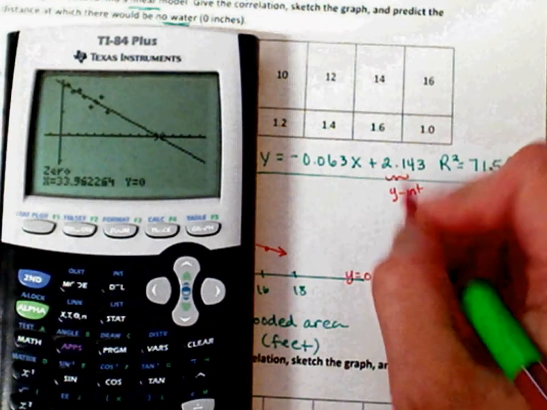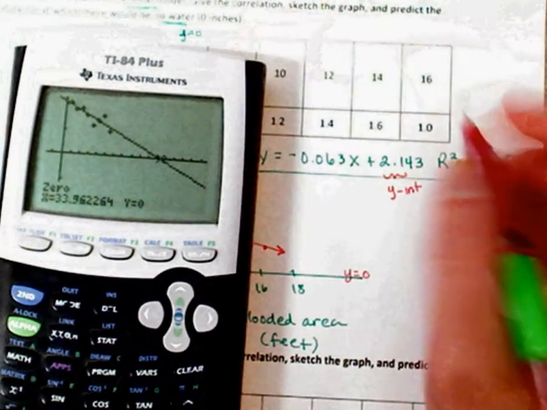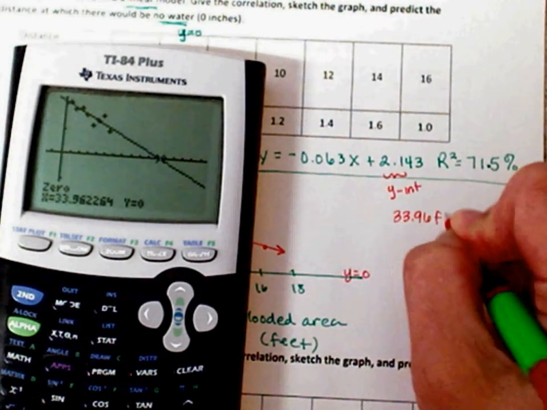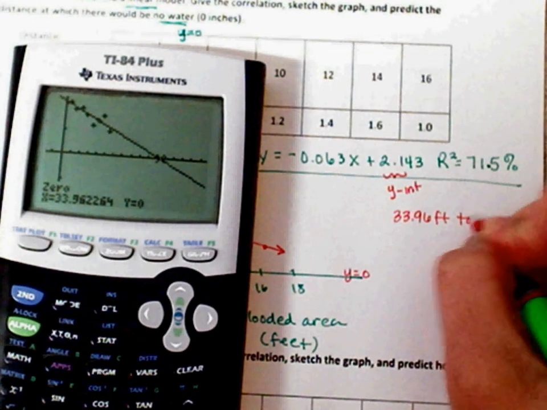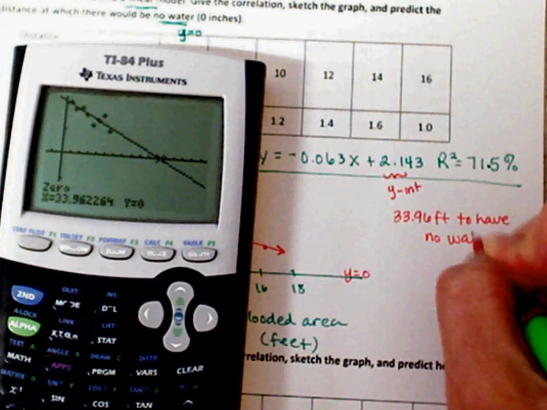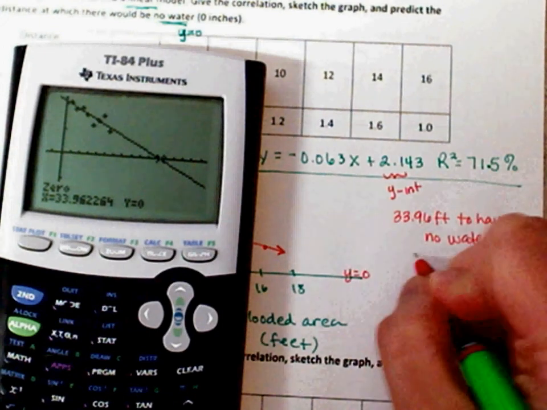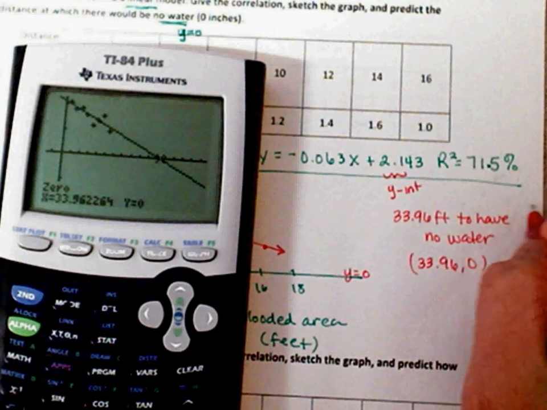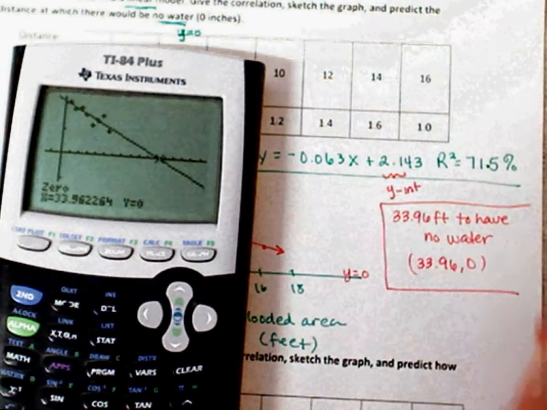So it needs to be 33.96 feet to have no water. And there's your solution. Or you can write it like this to show your ordered pair. And there you have the answer to that one.